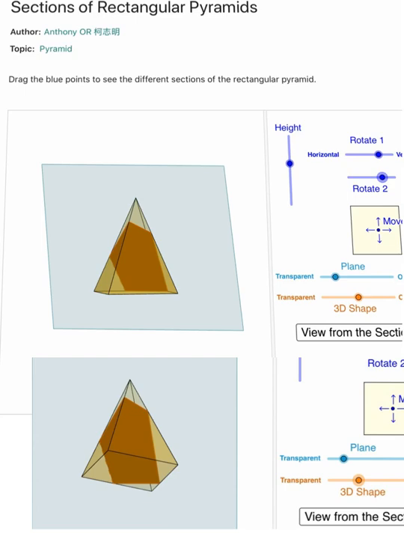Okay, so keep in mind, a rectangular pyramid has 5 faces. So here, 1, 2, 3, 4, 5. I got a pentagon. A pentagon is a polygon with 5 sides. So the greatest number of sides of a cross section is going to be 5 sides. Okay, so you have 5 faces, and the maximum number of sides of a cross section is 5.